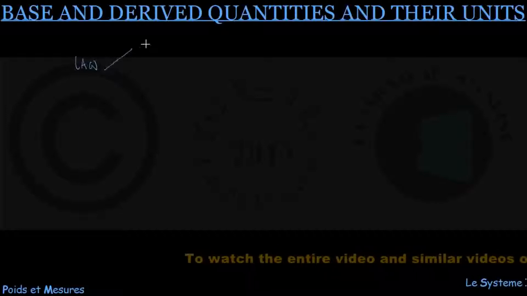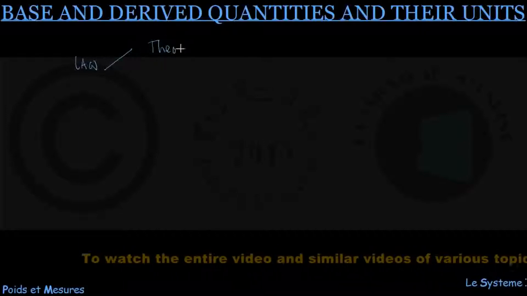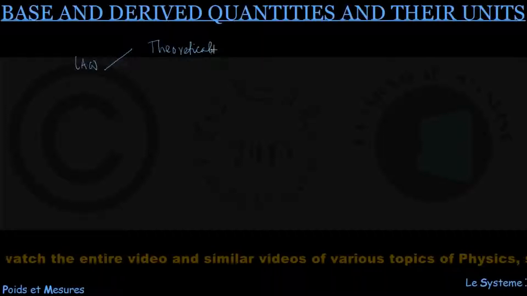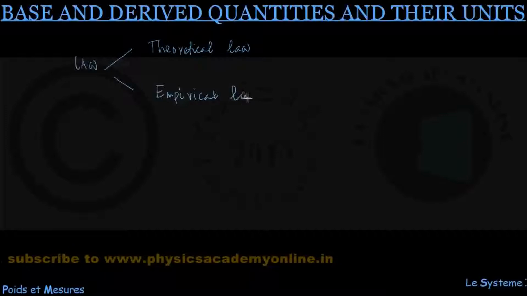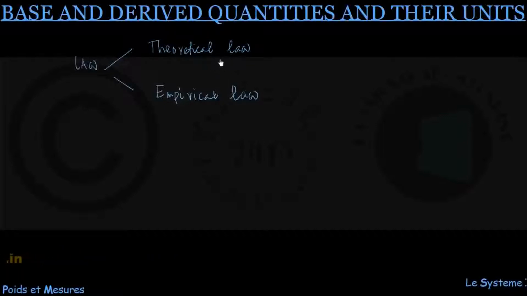So the laws of physics as developed or authored by a physicist can be of two types. Physical law. Now this can be a theoretical law, and another type of law is the empirical law. When a physicist evolves a theoretical law, he just uses his intuition and educated guesswork to formulate a law.